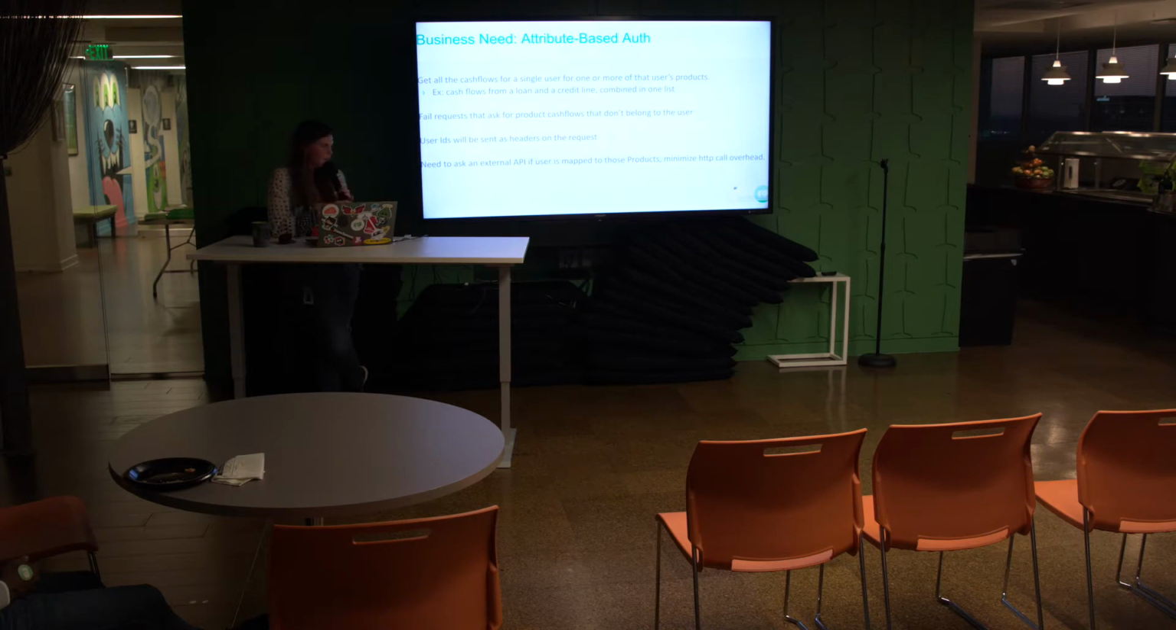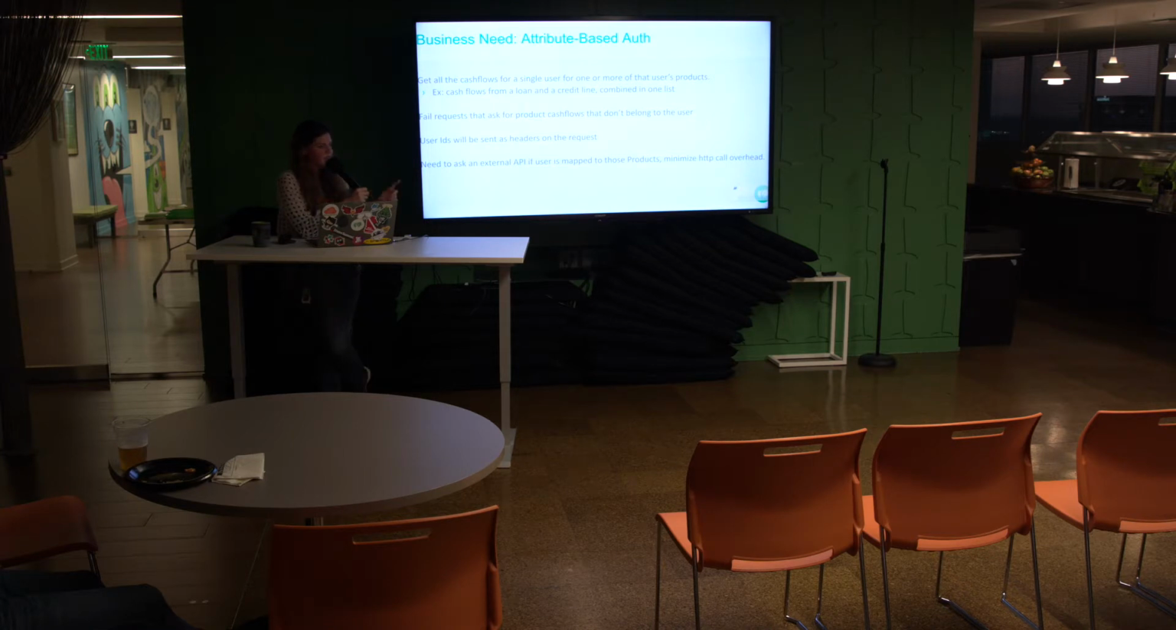So the business need, and I'm going to come back to that schema because it's set up in a contrived way to make sense without actually being our real schema. What we want to do is get all of the cash flows for a single user for one or more of that user's products. Recall, the only way to enter this graph was from a product, and then you can get all the cash flows for that one product. But we want to go straight to cash flows and get a list of cash flows for multiple products all at once so that they can be ordered chronologically. We want to fail requests that ask for product cash flows that don't belong to that user. So you can't just send in a bunch of random IDs and get a bunch of other people's data back.